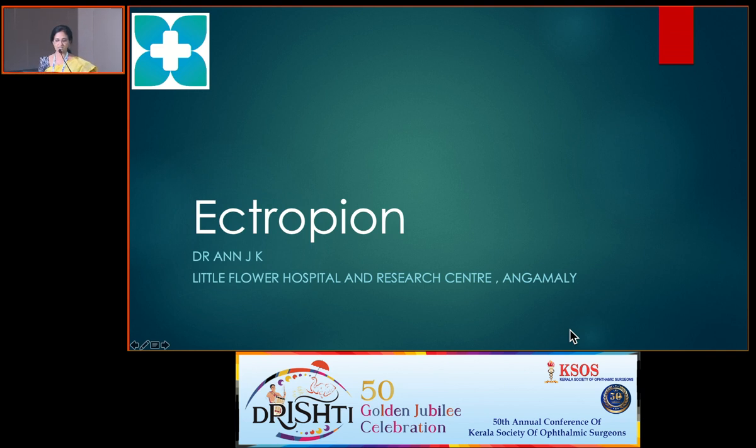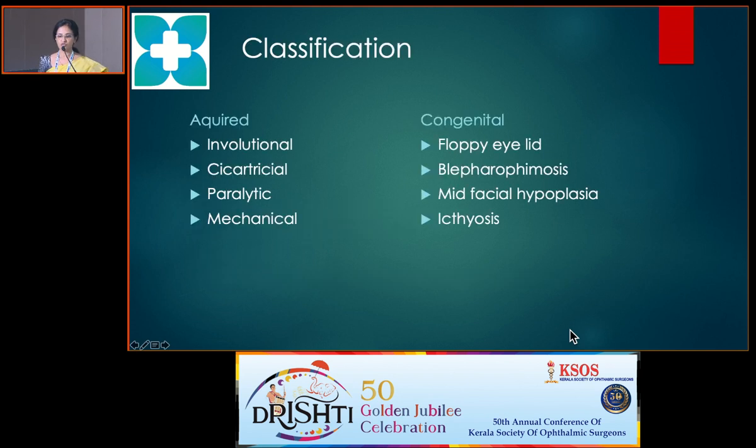So my topic is Ectropion, and a few of my slides are overlapping with the previous speakers, so I will skip that. Ectropion, as all of us know, is the outward eversion of the lid margin, and like many other conditions, it is also classified as acquired and congenital. Congenital is not very rare, but acquired is more common, of which involutional or senile ectropion is the most common. Other types are cicatricial, paralytic, mechanical.